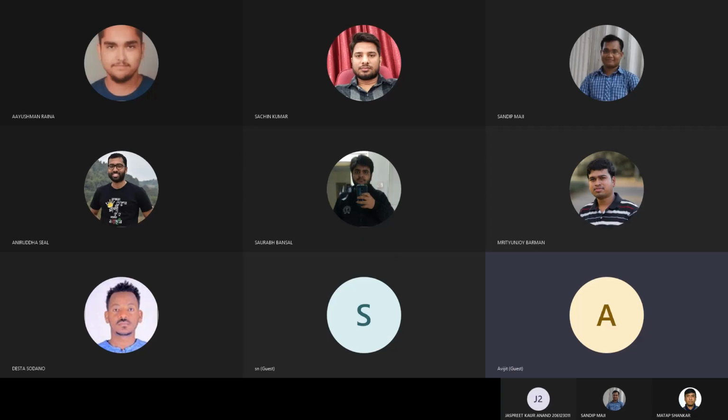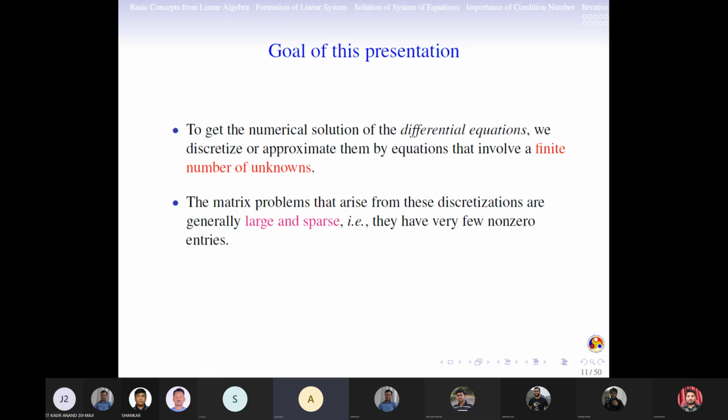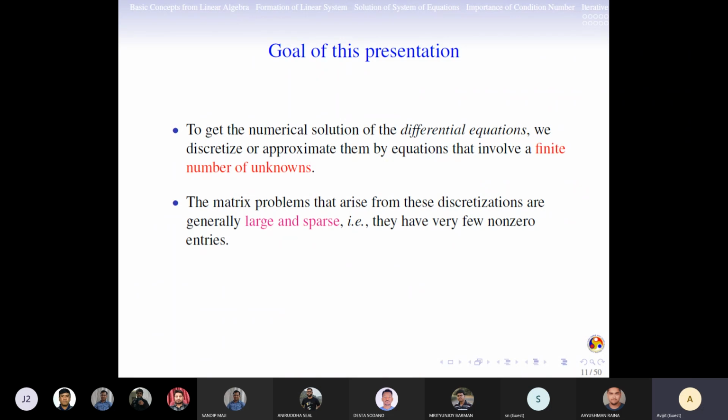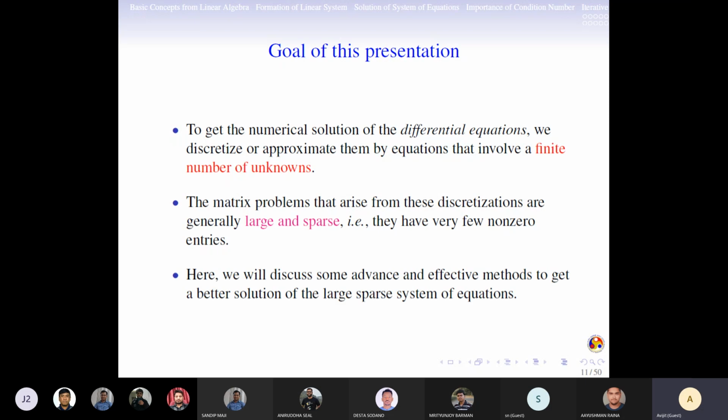have very few non-zero elements. That means the stiffness matrix or the coefficient matrix will contain only a few non-zero elements. The maximum elements are zero. Okay, so here we will discuss some advanced and effective methods to get a better solution of the large sparse system of equations. This is our main goal of this presentation.